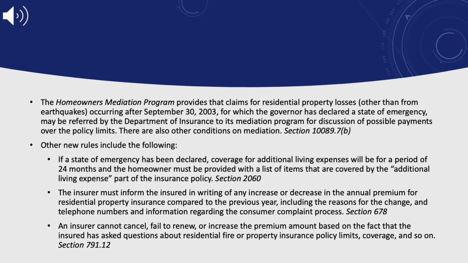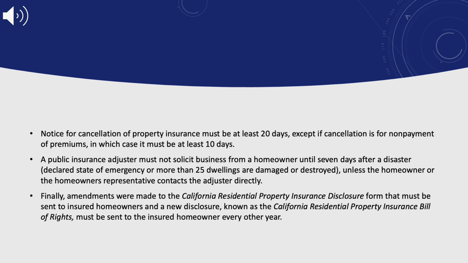Section 791.12. Notice for cancellation of property insurance must be at least 20 days, except if cancellation is for non-payment of premiums, in which case it must be at least 10 days. A public insurance adjuster must not solicit business from a homeowner until 7 days after a disaster, declared state of emergency, or more than 25 dwellings are damaged or destroyed, unless the homeowner or the homeowner's representative contacts the adjuster directly.